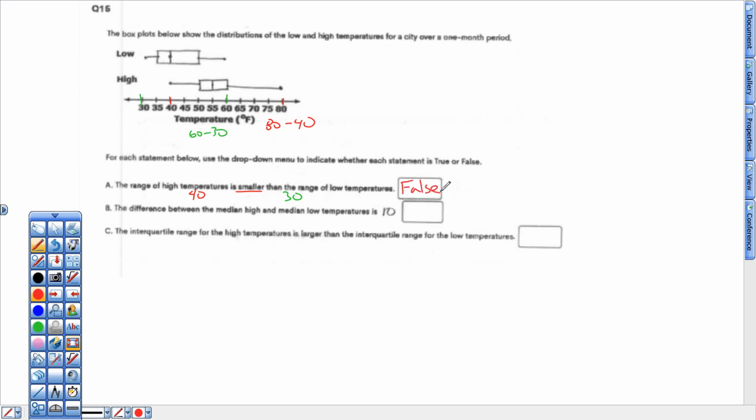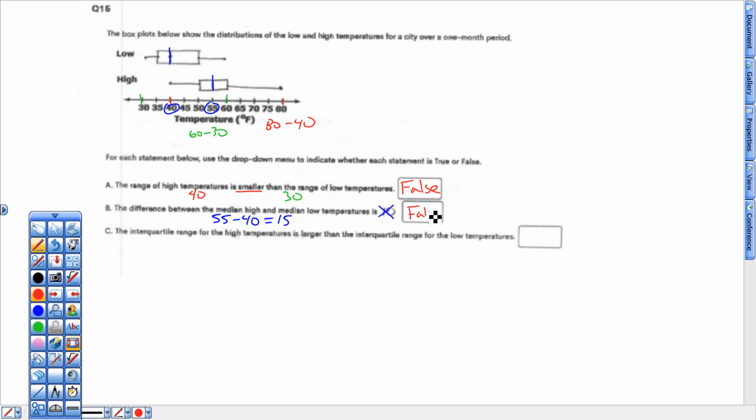All right, next one. The difference between the medians, the median is the middle line of the box. So this one says 55, this one says 40. The difference between 55 minus 40 is 15, and since this one doesn't say 15, that's why this one's false.